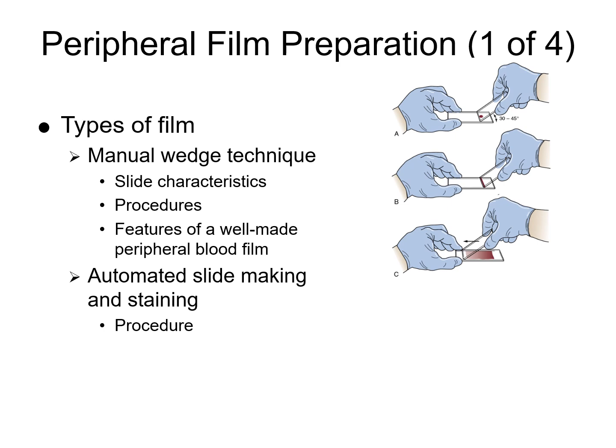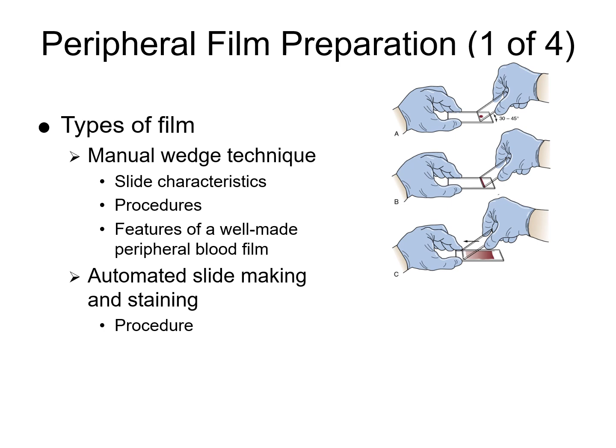So features, if you have a well-made peripheral blood film, you'll have an even distribution of cells with minimal clumping. You'll have a thin feathered edge with individualized cells that are clearly visible under the microscope. You'll have absence of thick areas or holes, and preservation of cell morphology without distortion would be viewable.